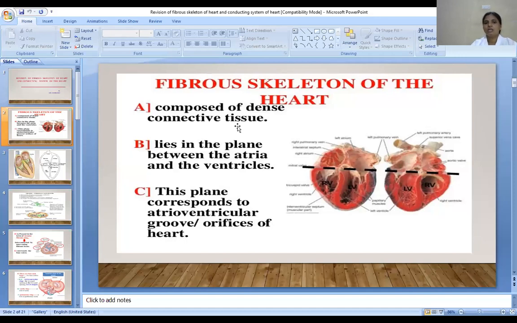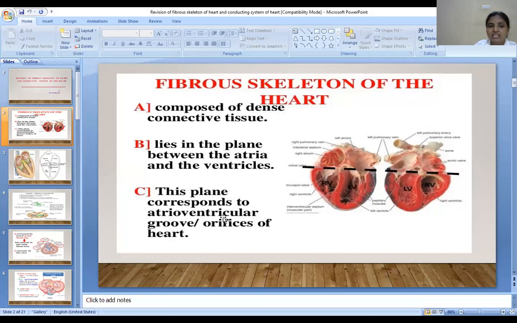As you know, the dense connective tissue means there is a condensed mass of collagenous tissue. Here, the tissue is collagenous tissue. So, it is a dense type of connective tissue which is present within the heart. So, how is it forming a structural support? It lies in the plane between the atria and the ventricles. So, what is the meaning of this sentence? It is level. So, in what plane can we expect this fibrous structure? It exactly lies between the two atria and the two ventricles.